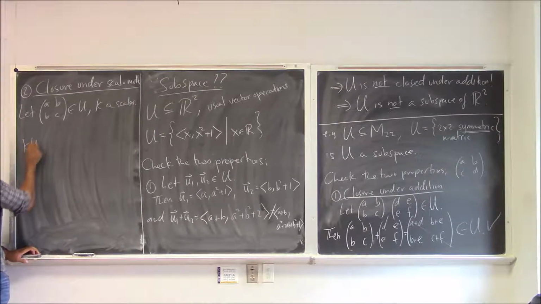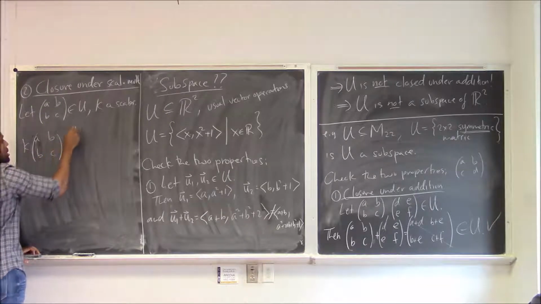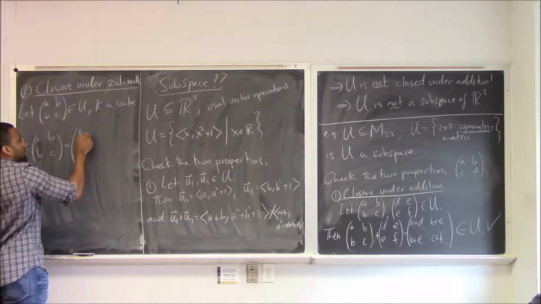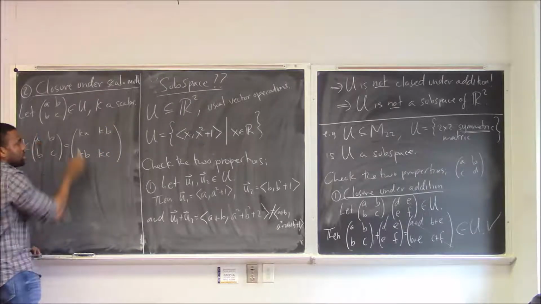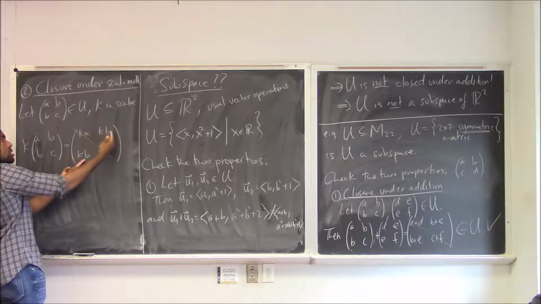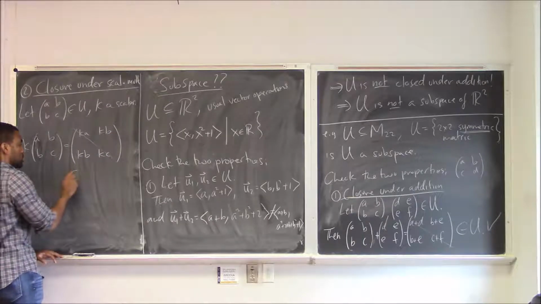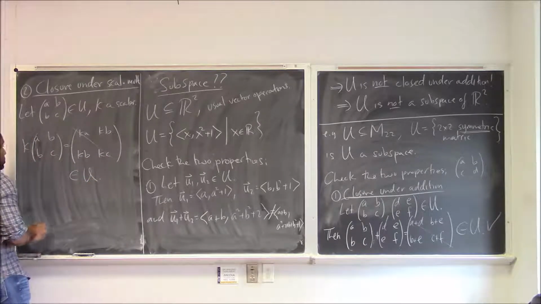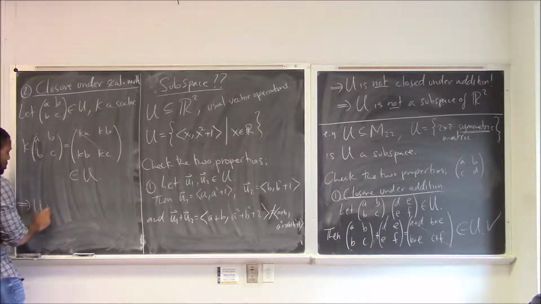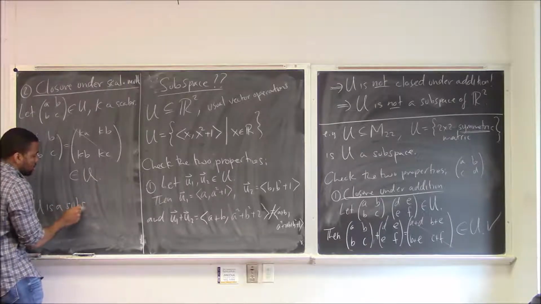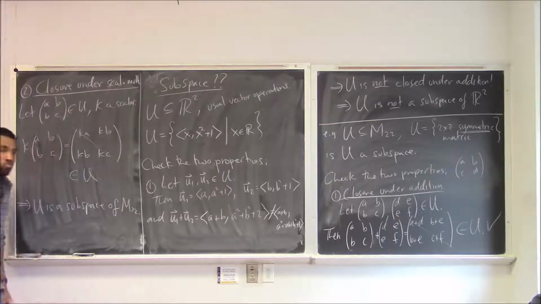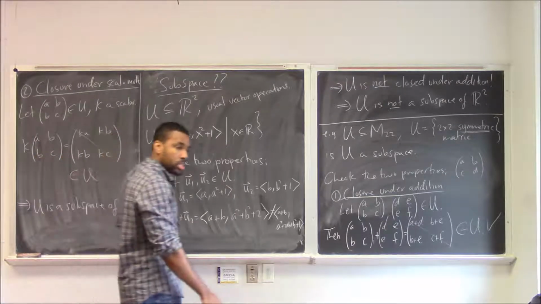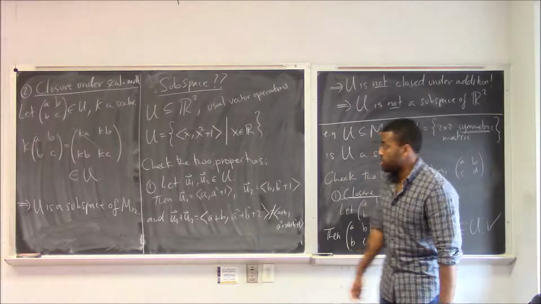Then if I take K times this guy, A, B, B, C, that will give me KA, KB, KB, KC. Notice that if I check the main diagonal, I have the symmetry, so this is an element of U. This means, therefore, U is a subspace of M22. So the symmetric matrices form a subspace, right? And you do that by verifying the two properties.